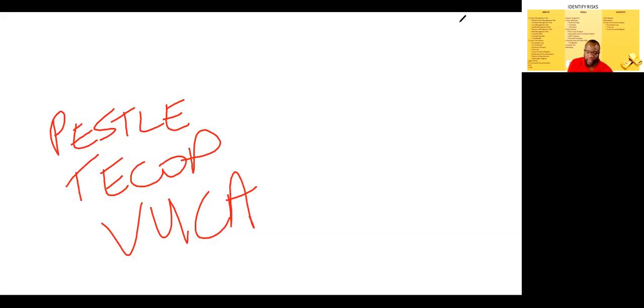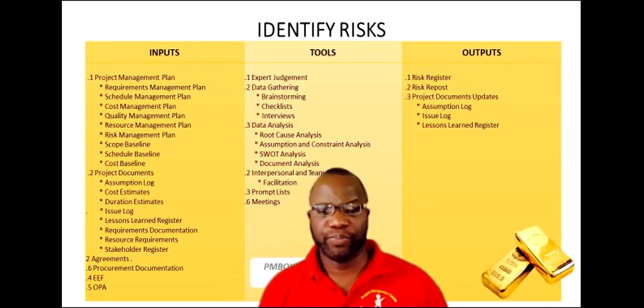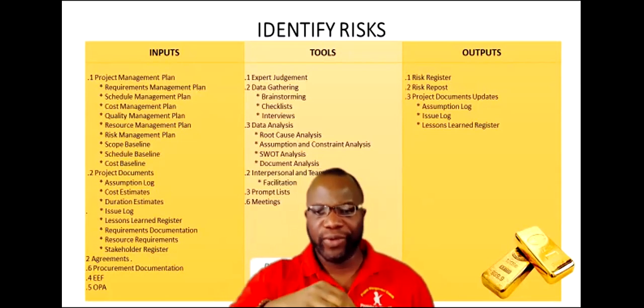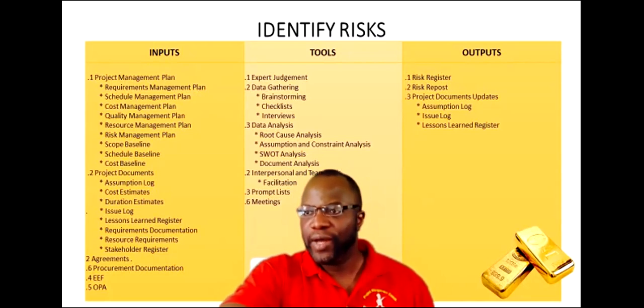And these are used in other fields, other walks of life, but they form a good prompt list framework. So a prompt list is just a predetermined list going through what could happen on the project from these perspectives. All right, and that's pretty much it. That's the gamut of what we can cover for now. Let's go to our next process.